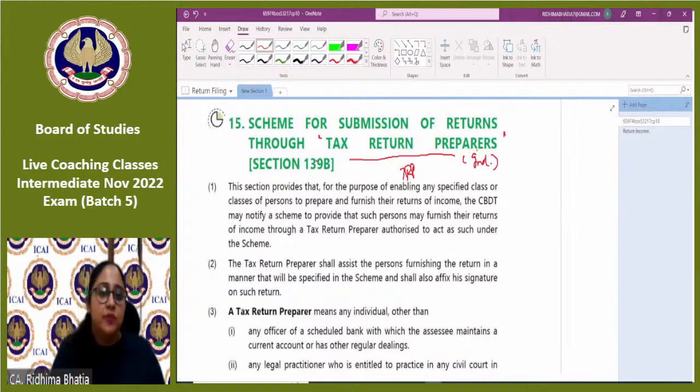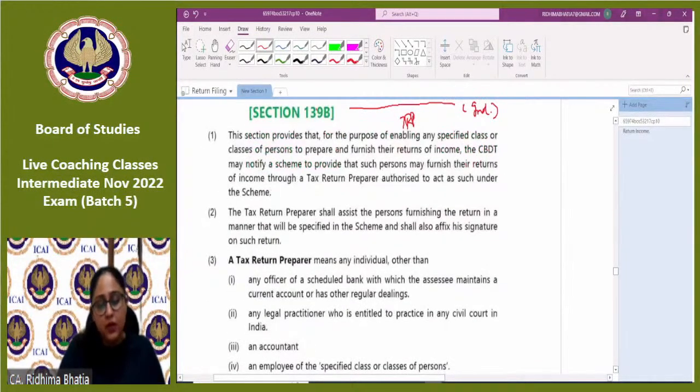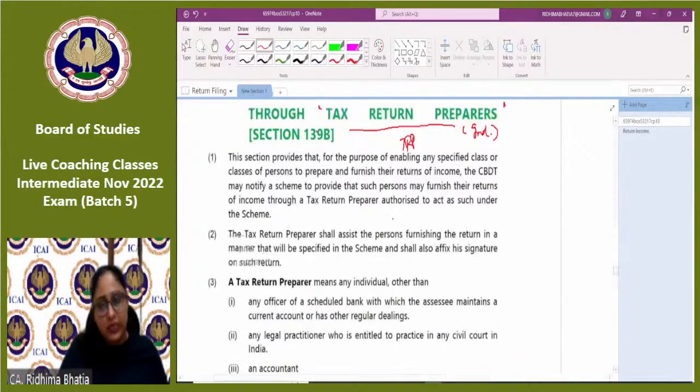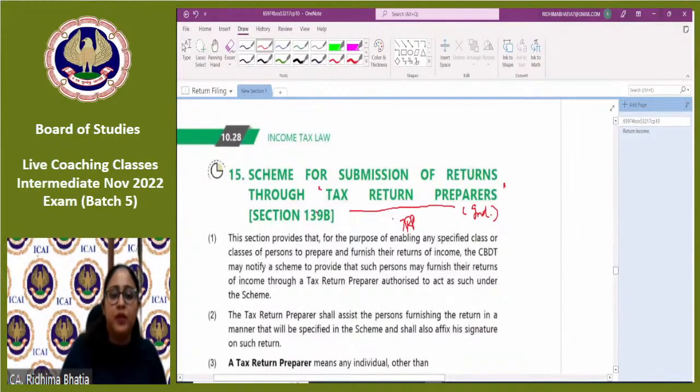So, who would be a tax return preparer? An individual. The name says it: the person who prepares the tax return. So an individual would be a tax return preparer, but for whom can he be a tax return preparer? He can be a tax return preparer for only individuals and HUF. He cannot file a company's return as a TRP or a firm's return as a TRP. He can only file for an individual or HUF. So any individual and HUF can take the benefit of a tax return preparer.